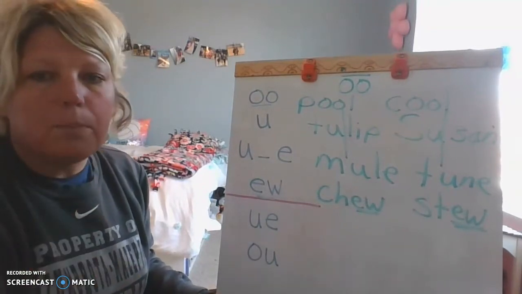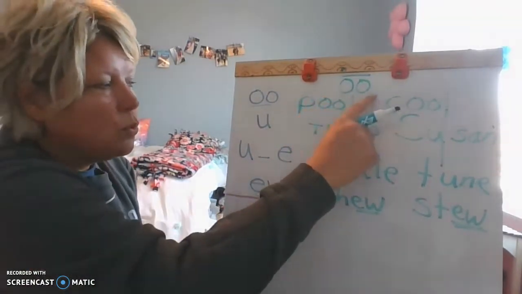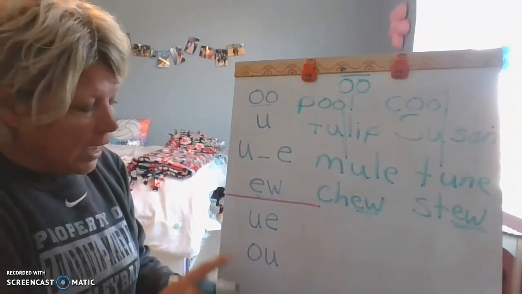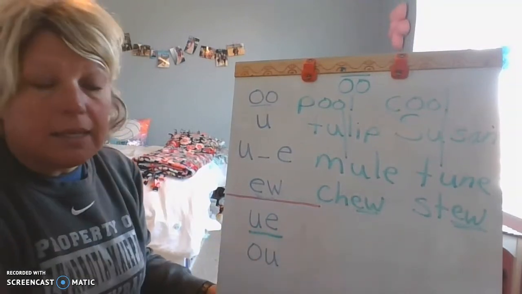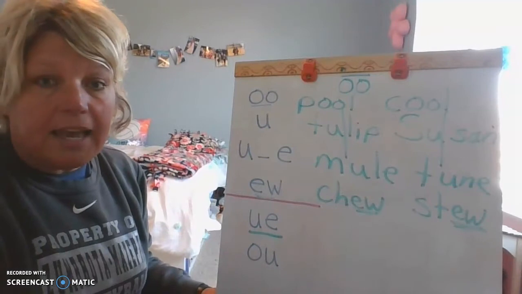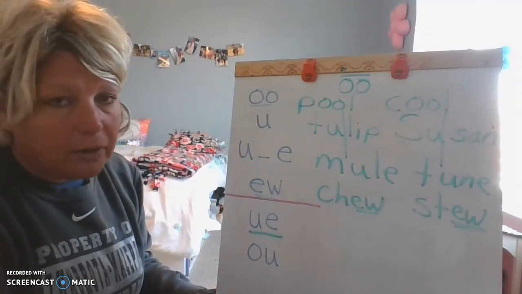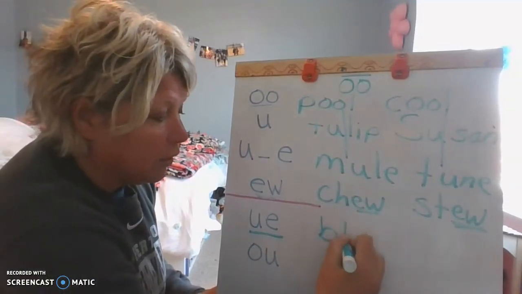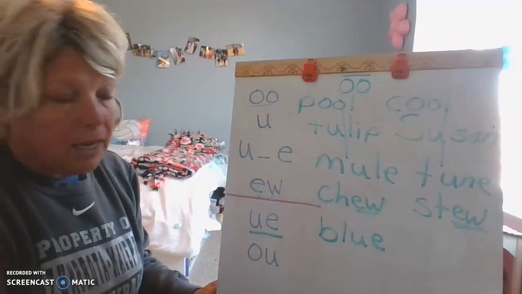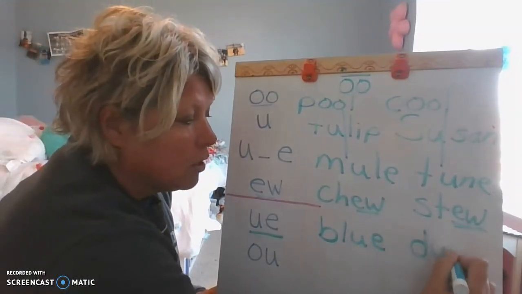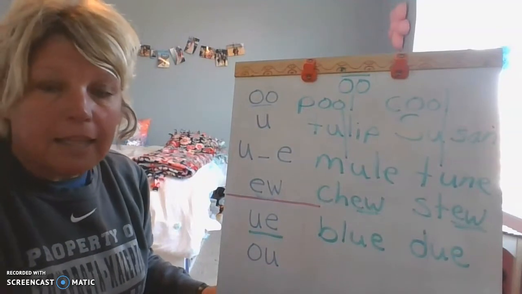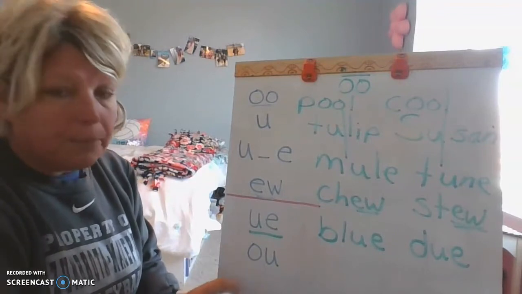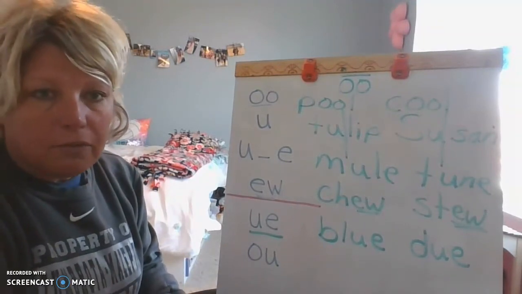So those are the 4 most common ways of making this ooh sound. There are 2 that are not very common. Last lesson we talked about the UE, and we said again, we're seeing that UE at the end, and there's not very many words that have this UE. We saw it in the color blue, and we saw it in the word due, as in my library books are due.